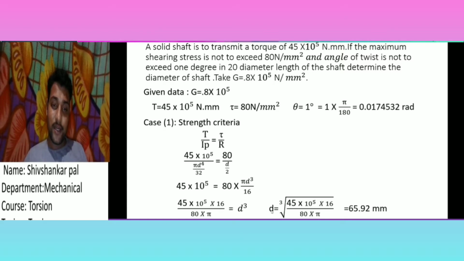So you will write d equals the cube root of 45 × 10^5 × 16 divided by 80 × pi. So you will obtain the value of d equal to 65.92.